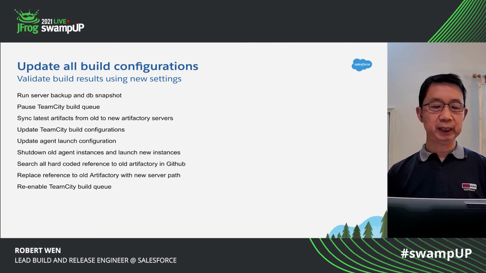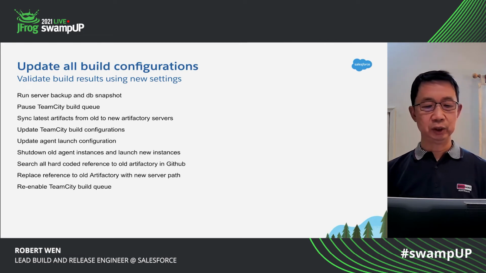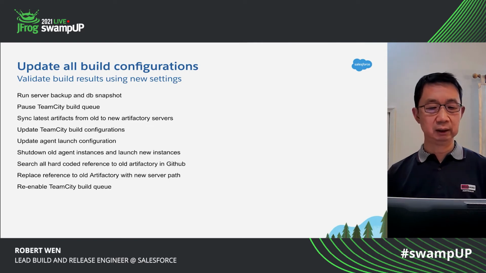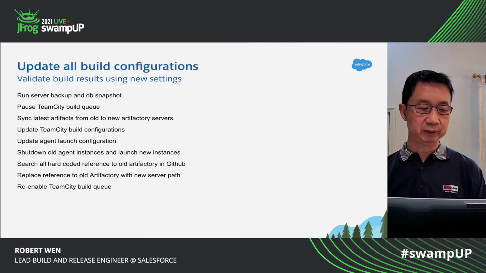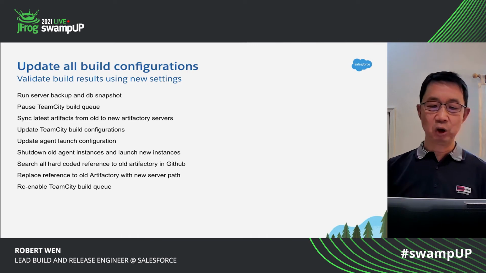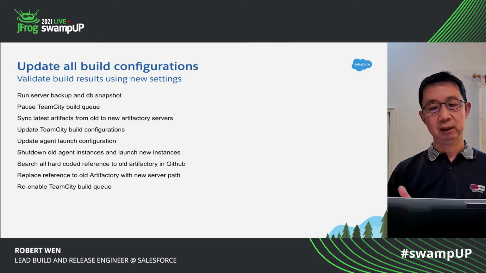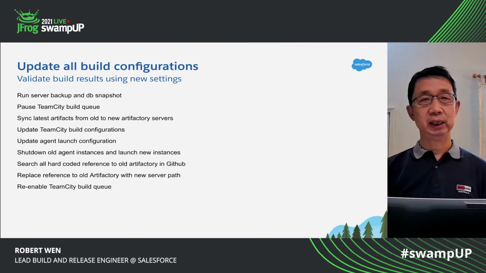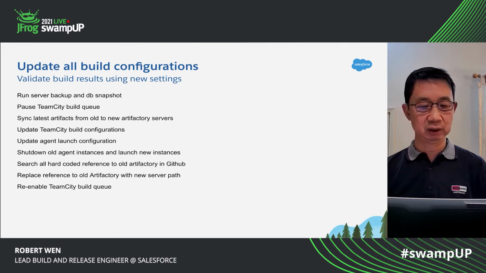The next steps include updating TeamCity build configurations and also the TeamCity agent launch configuration. So why is the launch configuration important here? That's related to the following steps, where we need to shut down the old agent instance, then launch a new instance. At this point, the new instance will be launched from the new agent launch configuration. As a result, they will include all the updated settings for the new Artifactory server.